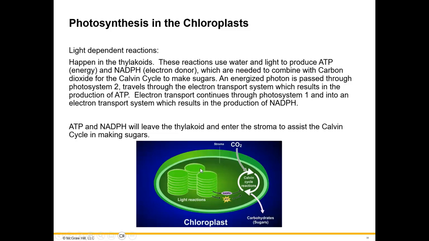When we're talking about these light-dependent reactions, it starts when an energized photon is passed through photosystem 2, travels through the electron transport system, which results in the production of ATP. Next, the electron transport will continue through photosystem 1 and into another electron transport system, which results in the production of NADPH. So at that point, ATP and NADPH have been made. They will leave the thylakoid and enter the stroma of the chloroplast. So now we're coming out of the thylakoid into the stroma, where we are available for the process of the Calvin cycle.